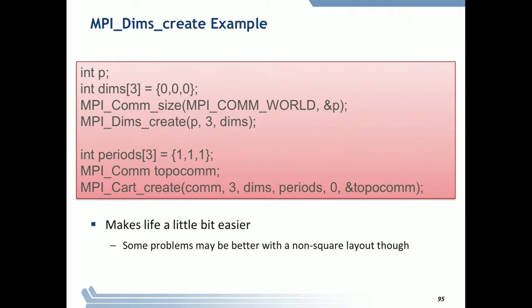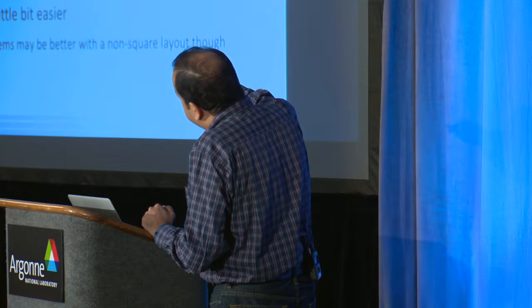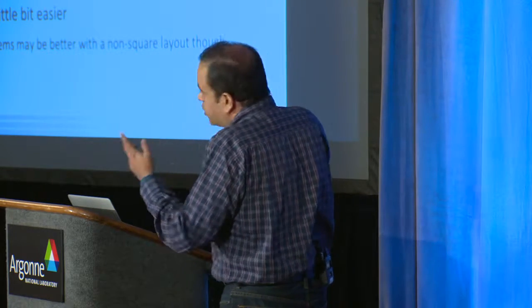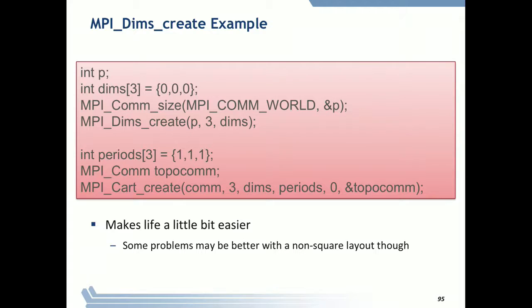So this is just an example which shows how to use that with this DIMS create function. So what you do is you call MPI comm size on MPI comm world and get the number of processes. Then you call MPI DIMS create with the number of processes, and let's say you want a 3D decomposition. You pass 3, and you pass DIMS, an array of 3, and MPI will fill this array with a suitable 3D decomposition based on whatever is this value p, and you can directly pass that to MPI cart create. So it's a convenience function, as I said.